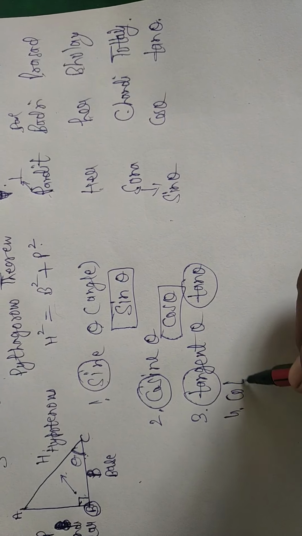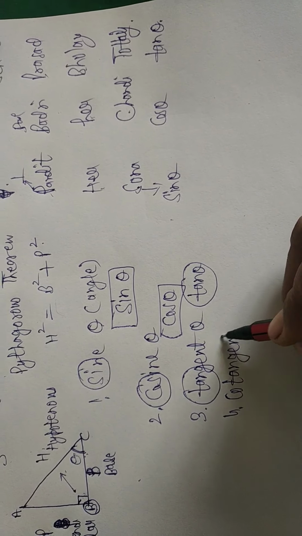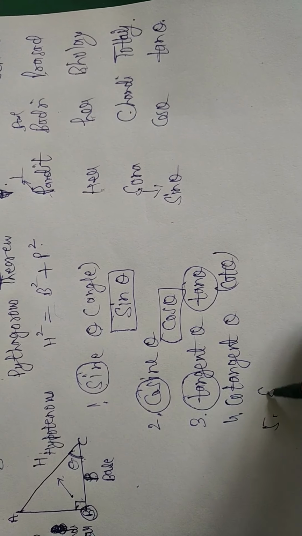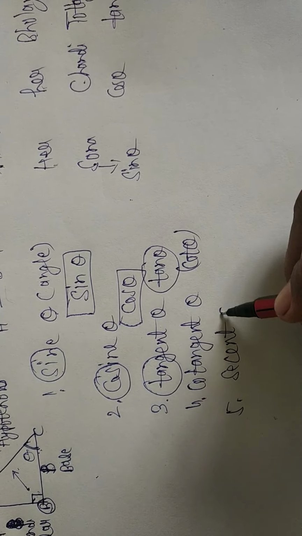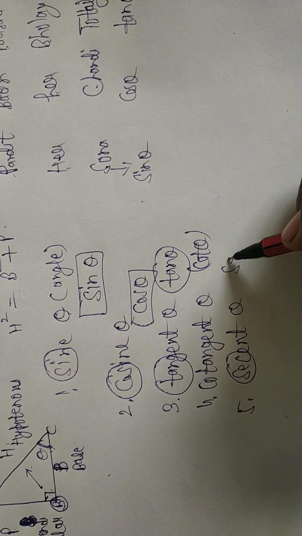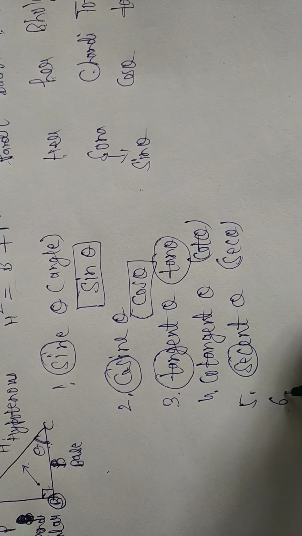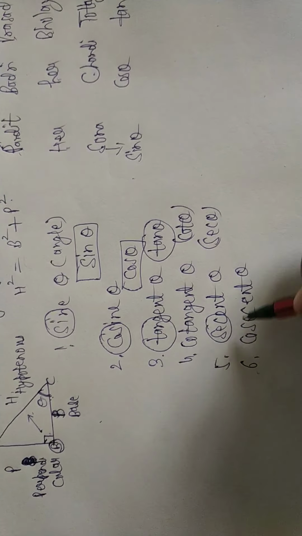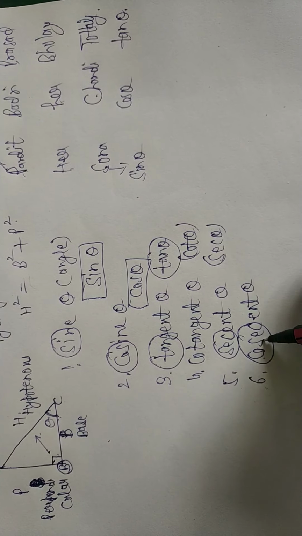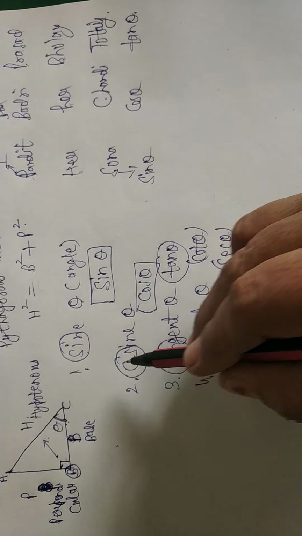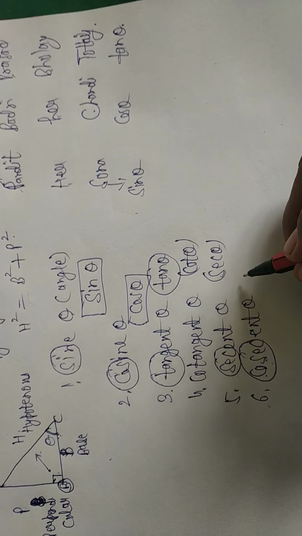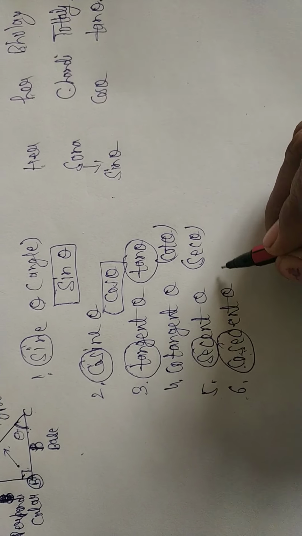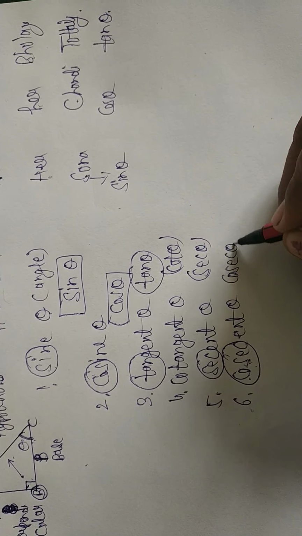So cotangent theta, cot theta. Again secant theta, sec theta. Again cosecant theta. So we can't take 3 letters because it will be similar, cos and cos. So in this case we take 1, 2, 3, 4, 5 letters. So that will become cosec theta.